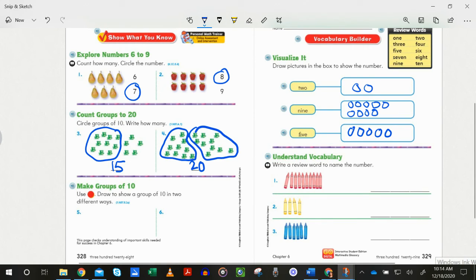And then we are going to look at the crayons down here on number 1, 2, and 3. Just do a quick count of how many there are and write the number word. Okay, so we want to write the number word. So number 1, how many red crayons are there? There are 10, so we want to write the number word, T-E-N.